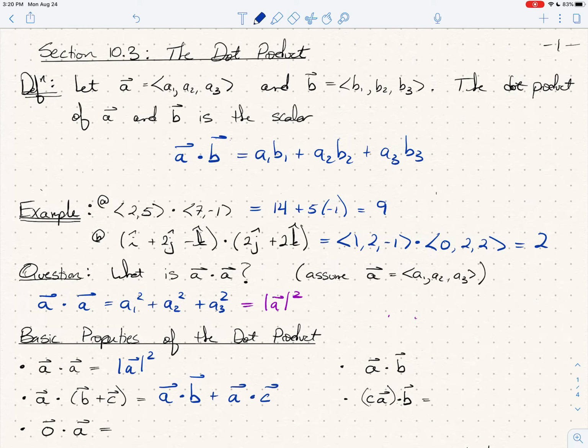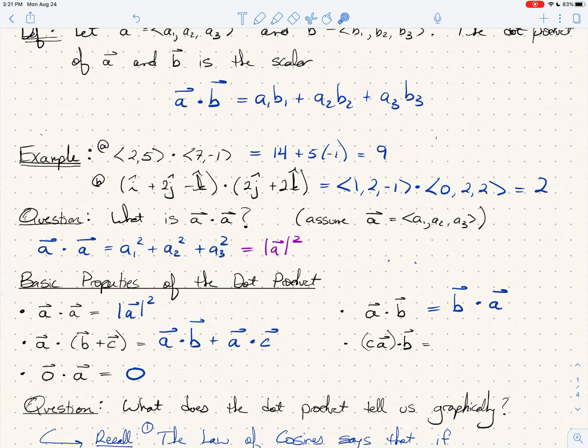0 dot A, you would expect that to be 0, and it turns out that it is. Now think carefully: is it the 0 vector or the 0 scalar? The dot product gives you a scalar, so 0 dot A is the 0 scalar. A dot B is the same as B dot A. It's not too difficult to see that when you look at the formula for the dot product. And finally, what if we're scaling A and we dot that with B? That's actually the same thing as C times A dot B, and you can even slip the C over here times B.